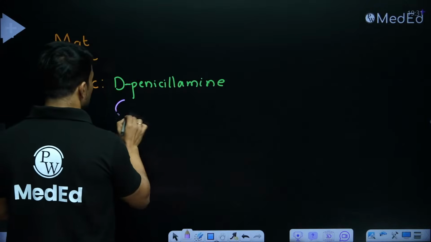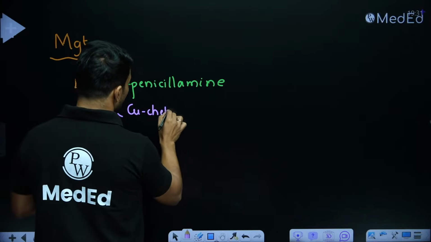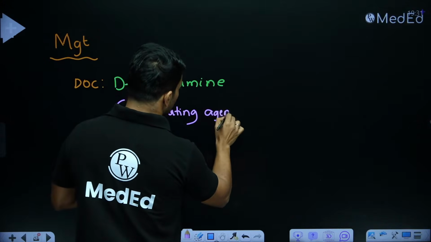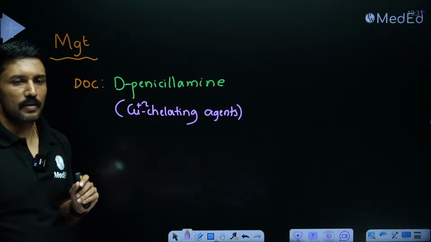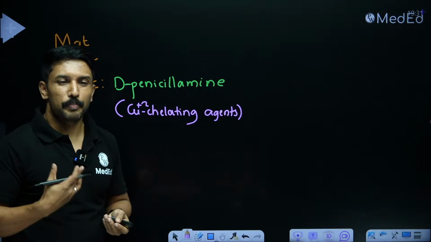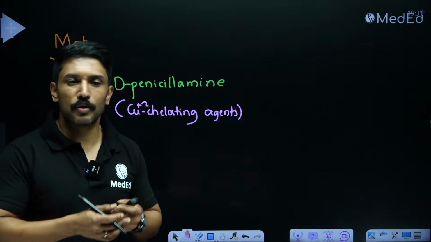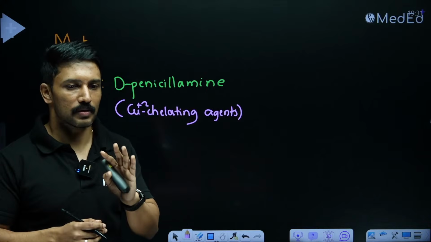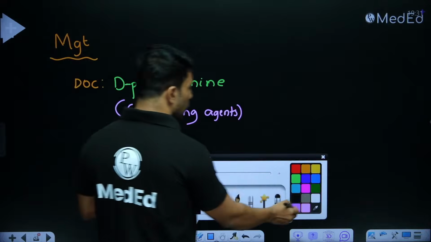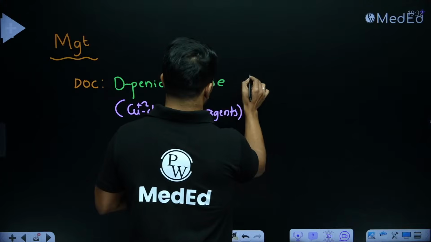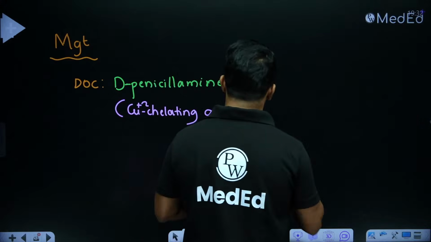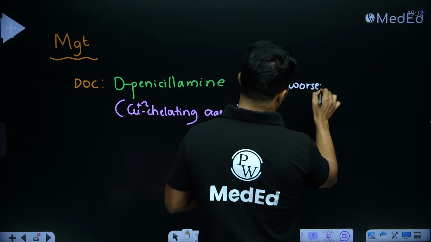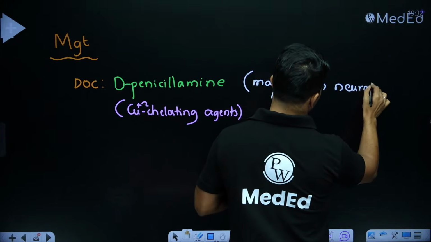But it has some pitfalls. What are the pitfalls? Generally, when we start D-penicillamine, it worsens the neurological symptoms. So if the patient's presentation is predominantly because of neurological symptoms, the situation worsens, at least for a few days to a few weeks. So that's why in a patient presenting with predominant neurological symptoms, instead of using D-penicillamine, we should think of alternatives. So this may worsen neurological symptoms initially.